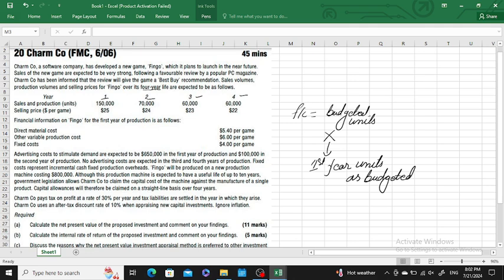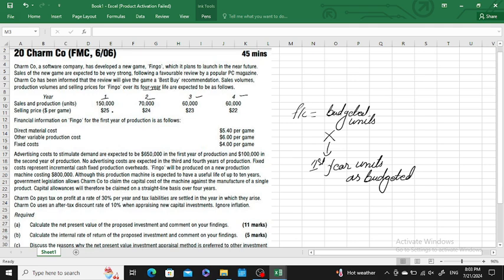Okay. Then moving forward, the question has given us the direct material cost, the variable production cost, and the fixed cost. We are done with the fixed cost, and we have learned that the fixed cost would be multiplied with the first year production if there are no budgeted units given in the question paper. So in here, for Charm Company, there are no budgeted units given, so we will take our first year units as the budgeted units.